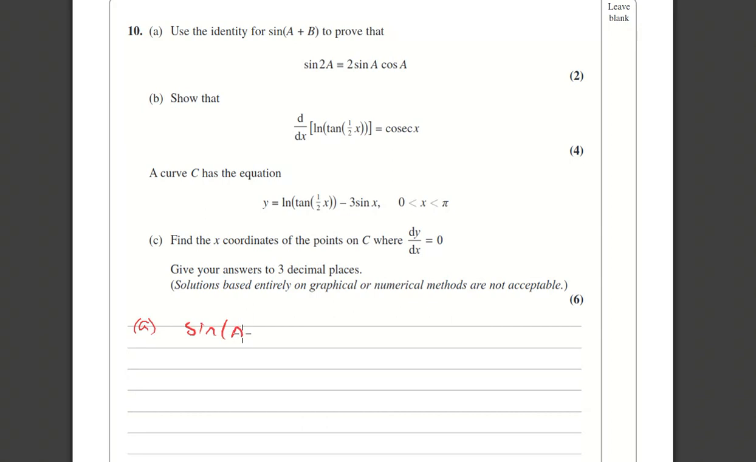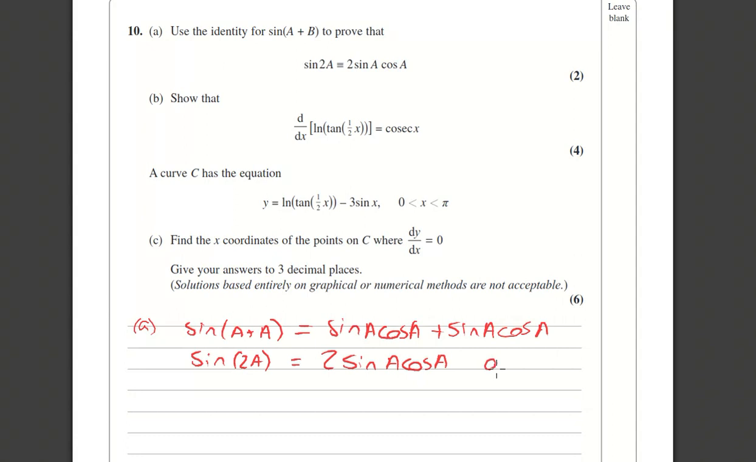Sine of A plus A, in other words, you let B equal A in the compound angle formula, is sine A cos A plus sine A cos A. So sine of 2A is 2 sine A cos A, as required.